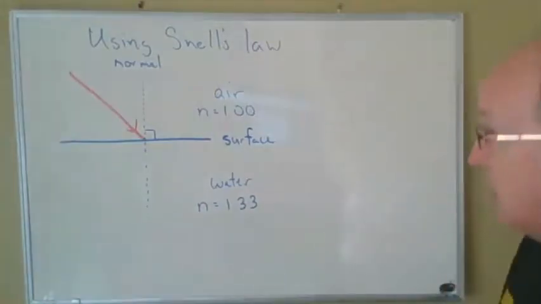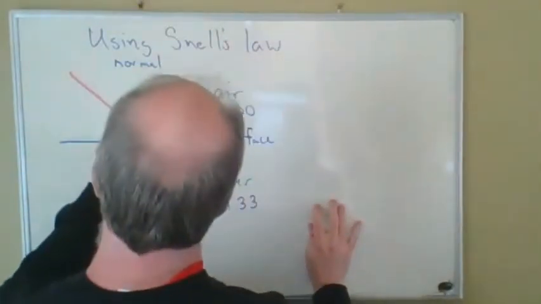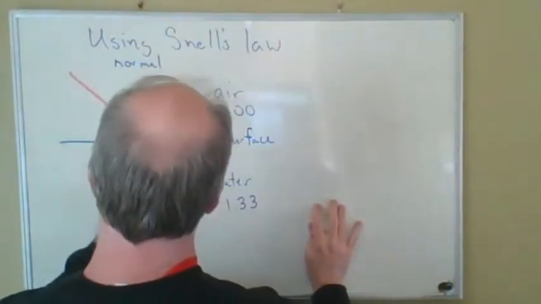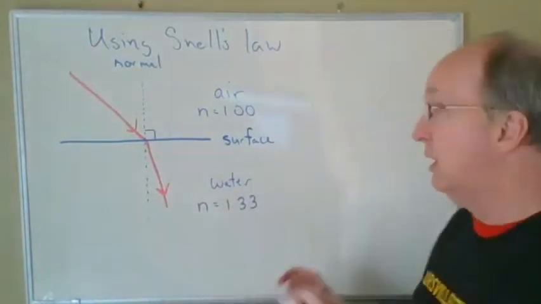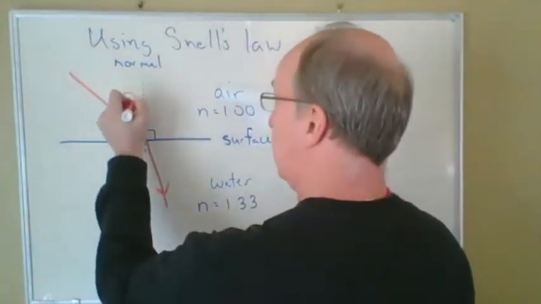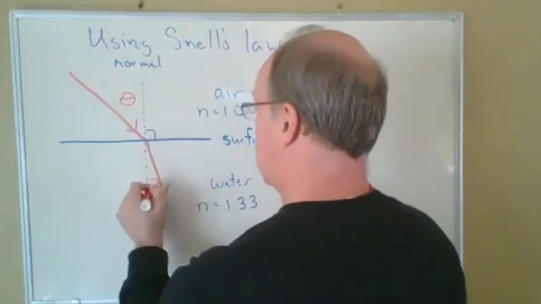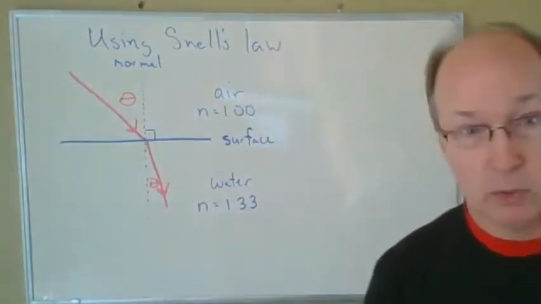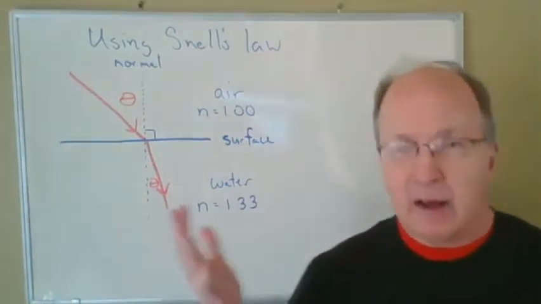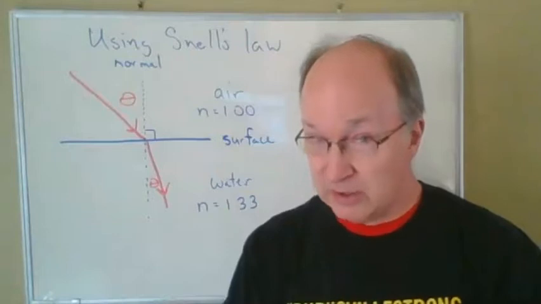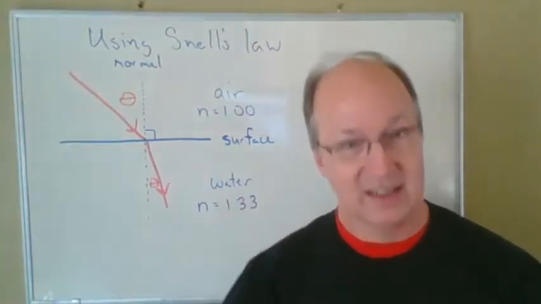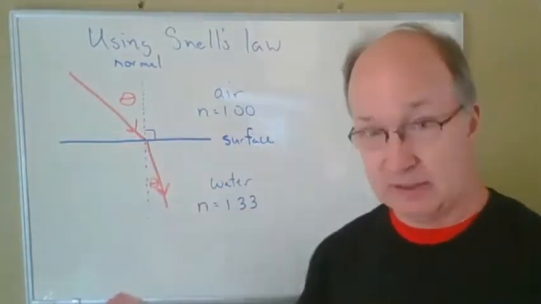So watch, I'm going to draw this line. Okay, that's what we mean by towards the normal. In other words, this angle up here is larger than this angle down here. Okay? Now, Mr. Morgan, how did you know exactly how much? I didn't. But that's what Snell's law is going to do for us. Snell's law will tell us exactly how much it bends.